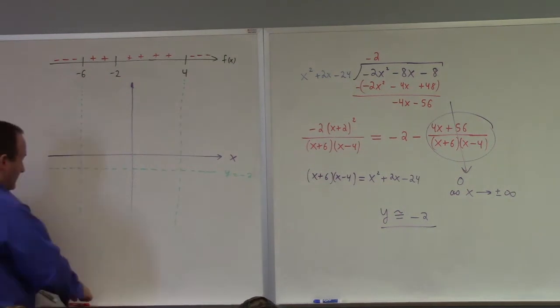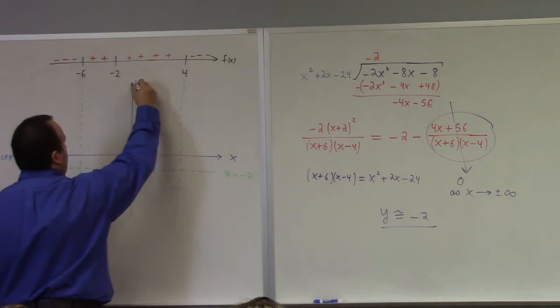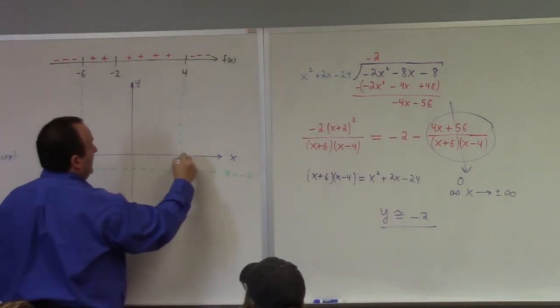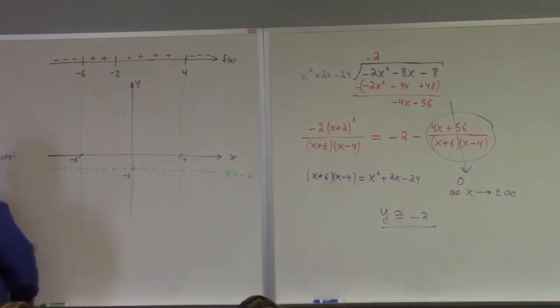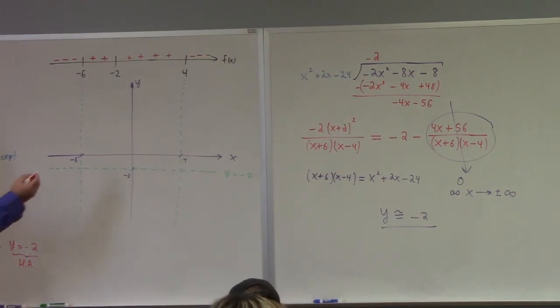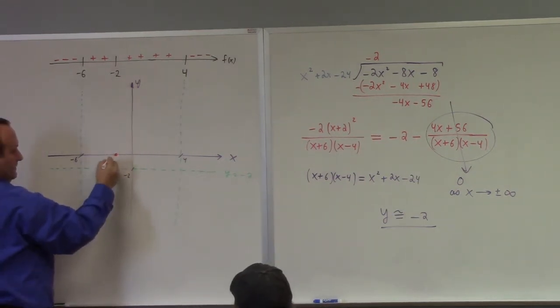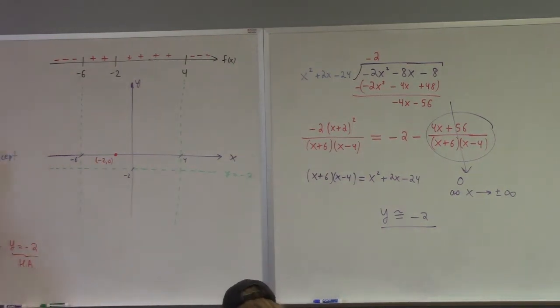Right? And what else do I know? Let me put some labels in here. So minus 6, 4, minus 2. You told me there's an x-intercept at minus 2, 0. So we know that the graph crosses the x-axis right here. Well, I say crosses, but I really should say it bounces there.